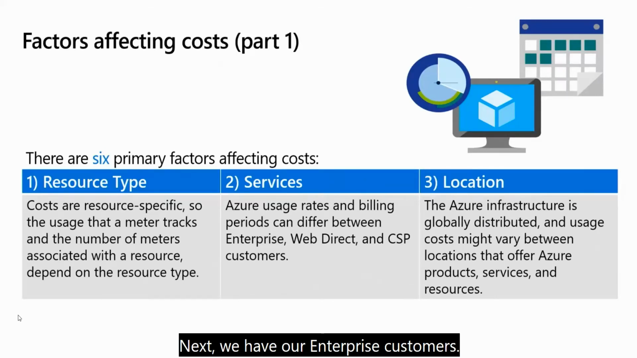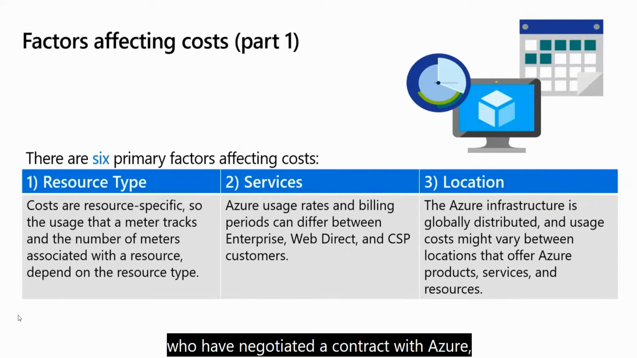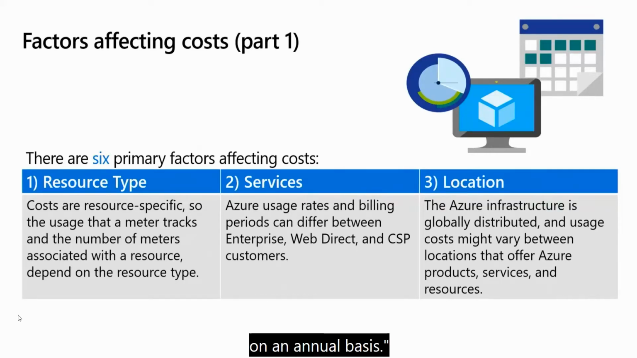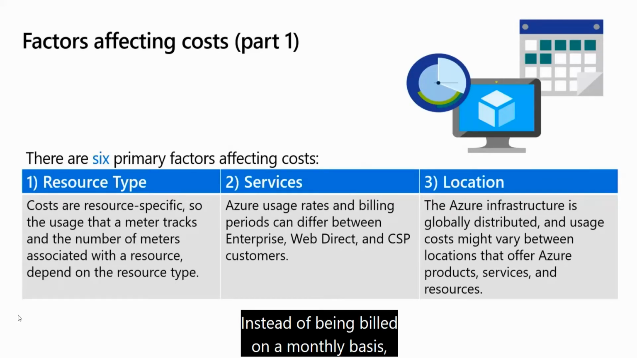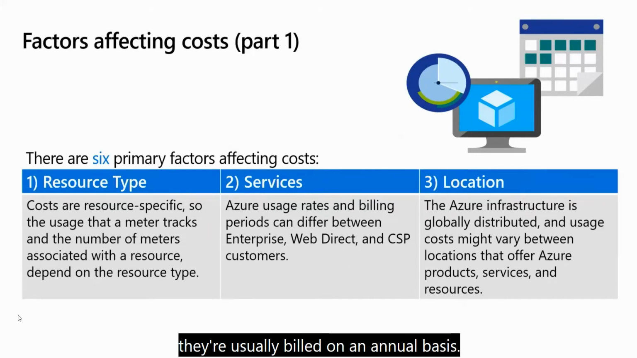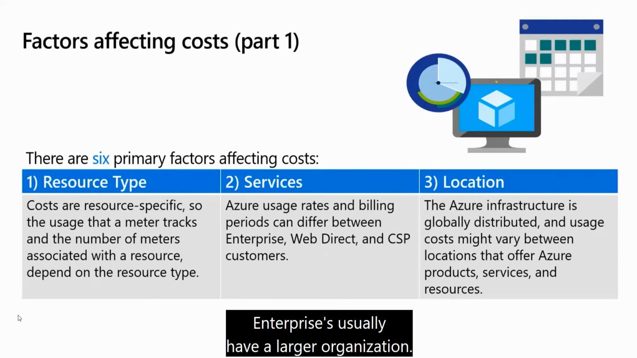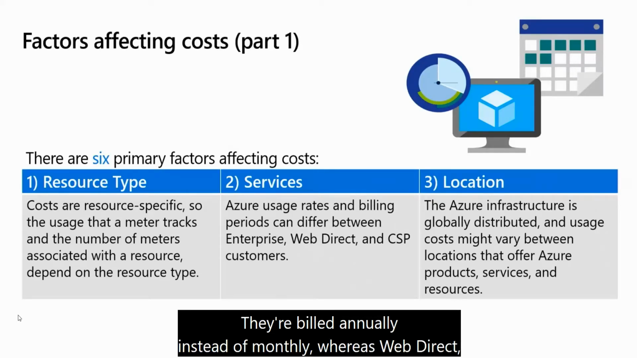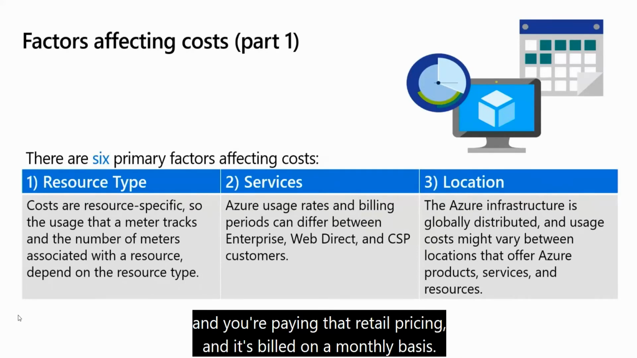Next, we have our enterprise customers. Now with enterprise customers, these are usually larger organizations who have negotiated a contract with Azure where they have said, we will spend at least this much on Azure on an annual basis. And because of that amount, there's usually a discount associated with that. And instead of being billed on a monthly basis, they're usually billed on an annual basis. So the difference between web direct and enterprise is usually the larger organization. They're billed annually instead of monthly, whereas with web direct, you're just signing up as an individual or maybe a small business, and you're paying that retail pricing and it's billed on a monthly basis.